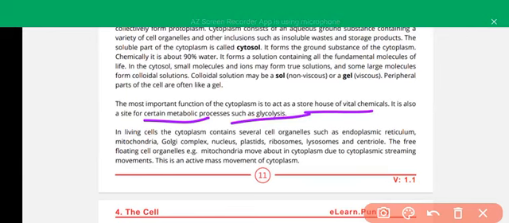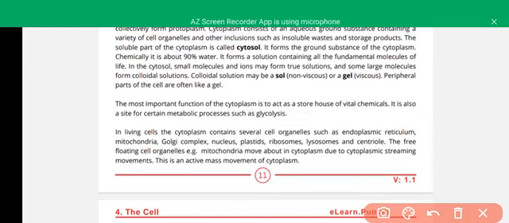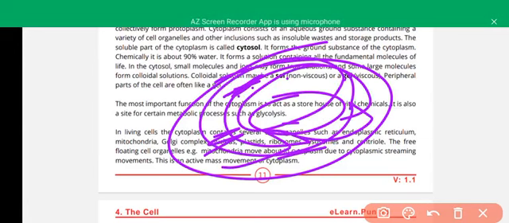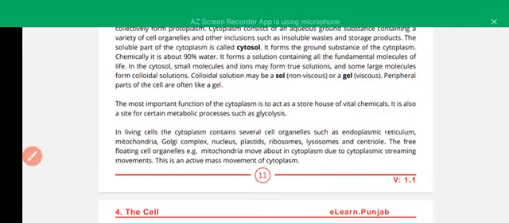In living cells, cytoplasm contains organelles like endoplasmic reticulum, Golgi apparatus, nucleus, plastids, ribosomes, lysosomes, centrioles. Free-floating organelles like mitochondria move about in cytoplasm due to cytoplasmic streaming movement. We have already discussed it. What type of movement is this? It is the active mass movement of molecules in which substances move around the cell. Like here is the cell membrane, here the nucleus, and here are the different types of organelles. They are moving counterclockwise or clockwise. In this way, these are the streaming movements of the cytoplasm. It is also called cyclosis.